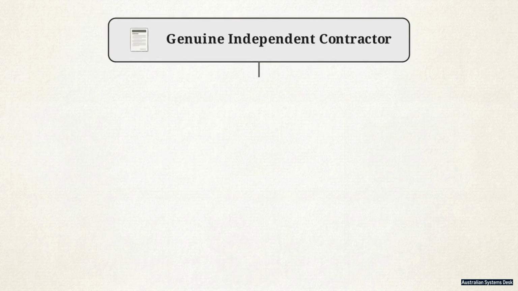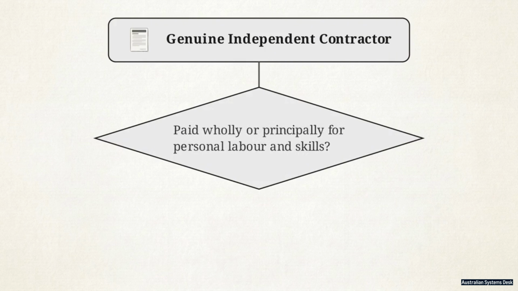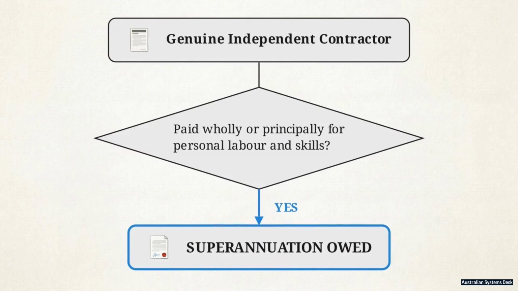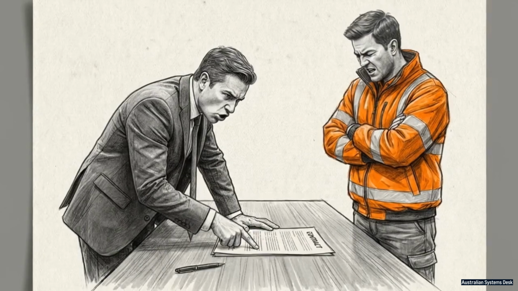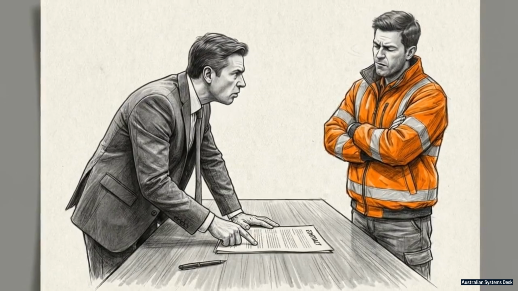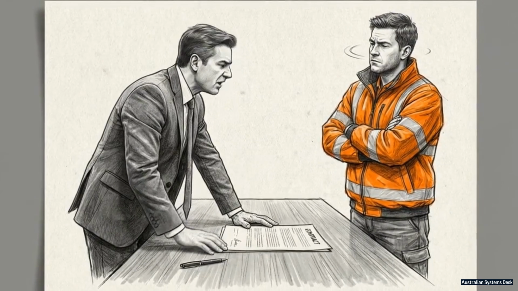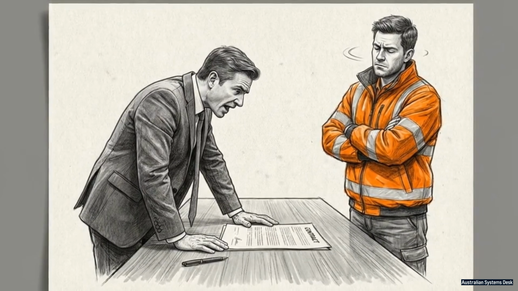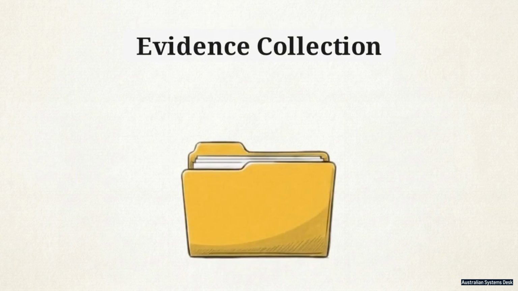Even if you are a genuine independent contractor, if your contract is wholly or principally for your personal labor and skills, the business is legally required to pay you superannuation. Forcing a worker to obtain an ABN does not protect businesses from providing core legal entitlements, and coercive contracting practices violate Australian workplace laws. If you suspect you have been misclassified, start collecting evidence.